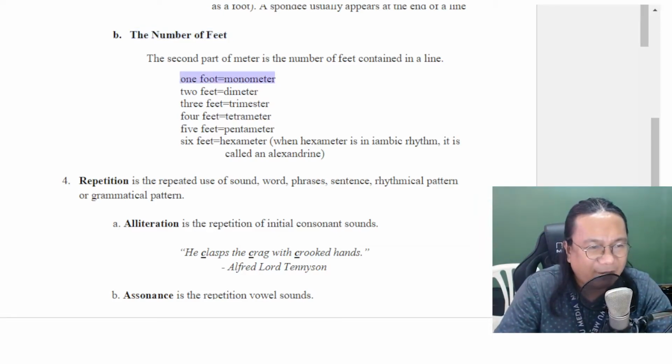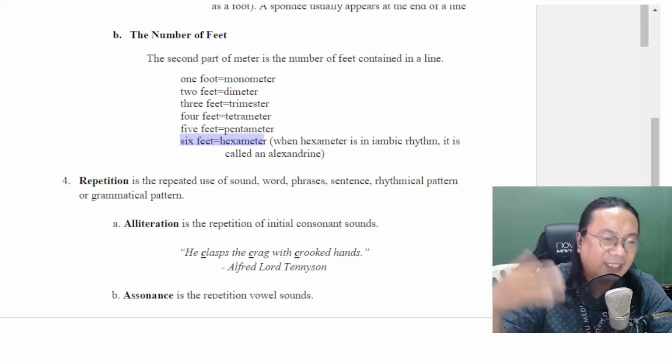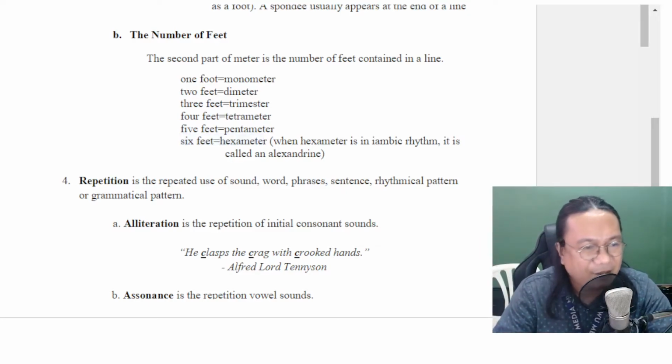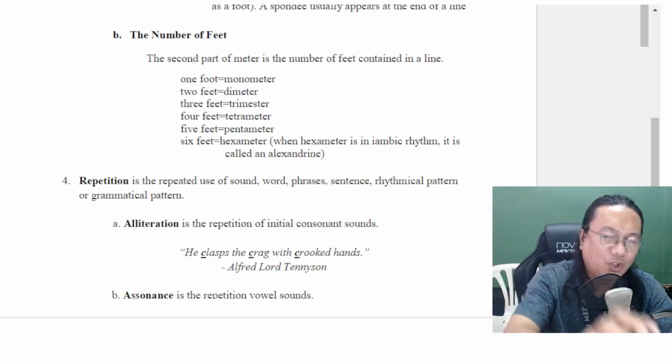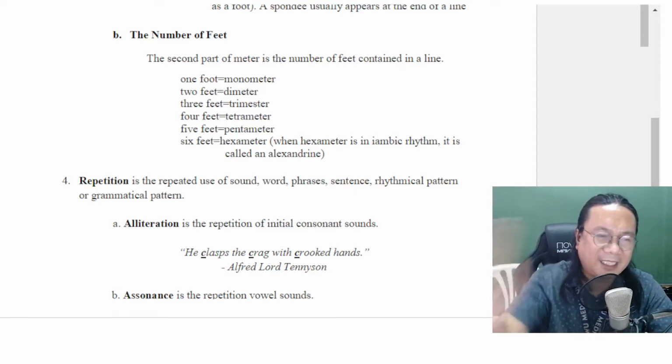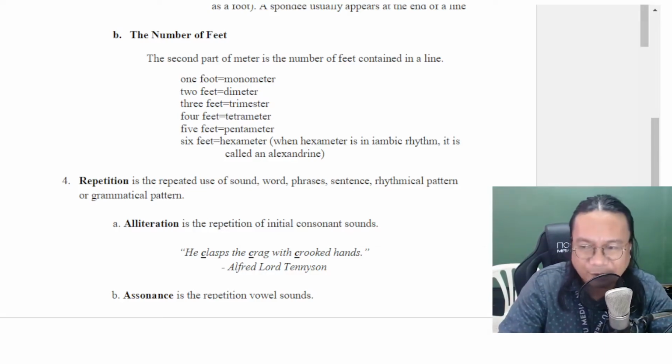So when we say 1 foot, it's monometer. 2 feet, dimeter. 3 feet, trimeter. 4 feet, tetrameter. 5 feet, pentameter. 6 feet, hexameter, and so on and so on. When a hexameter is in an iambic rhythm, for example, 6 feet, it's also called an alexandrine. So these are kung ilan yung foot sa bawat linya. Let's try to look for an example.